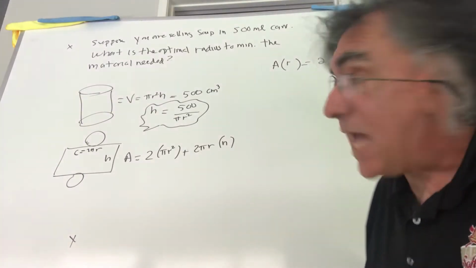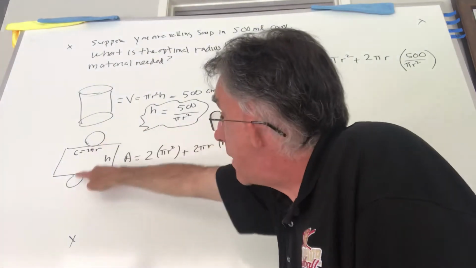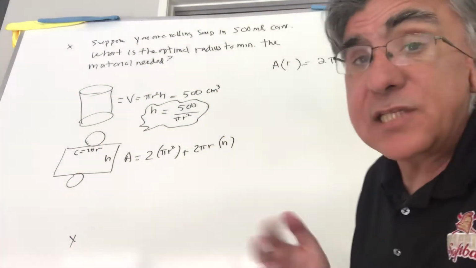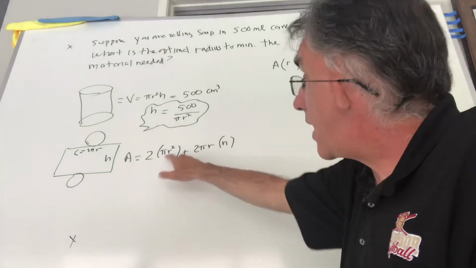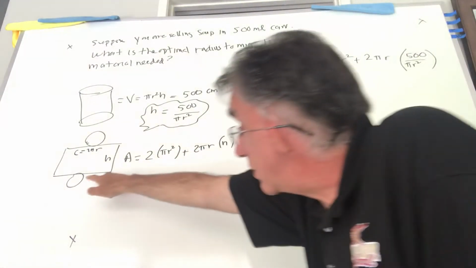And so if you look at a can, the can has a lid and a bottom, which are both circles. A circle has area pi r squared, just in case you forgot. I don't think you forgot that, but it's pi r squared. But there's two of them. There's one for the top, one for the bottom.